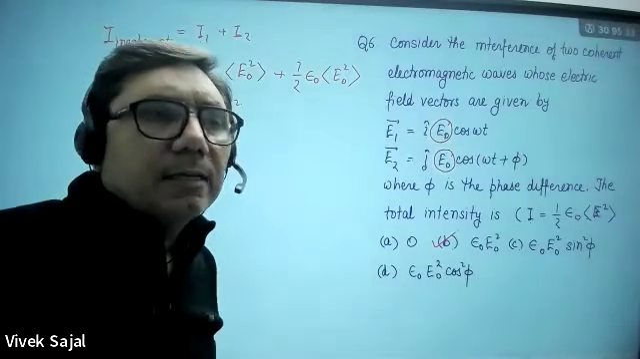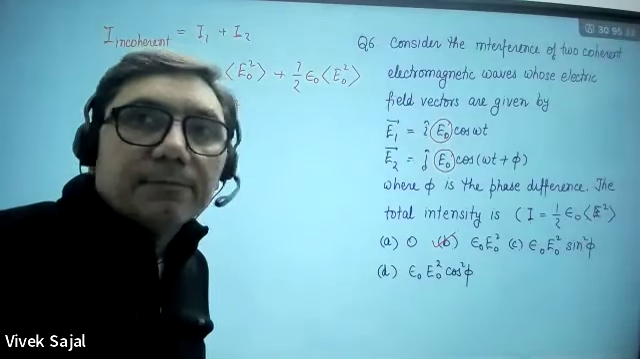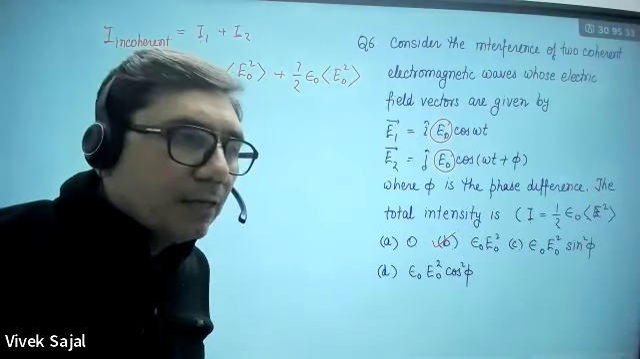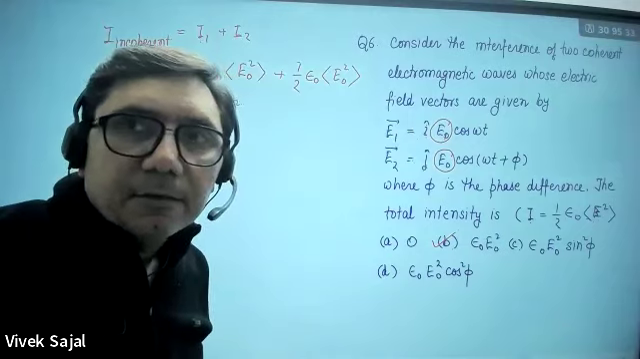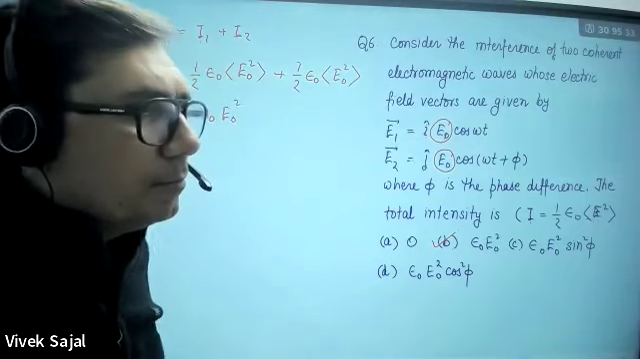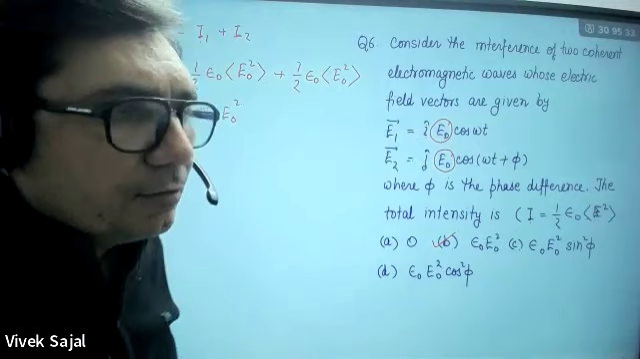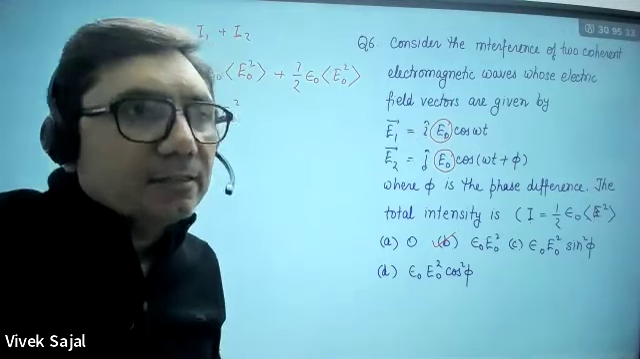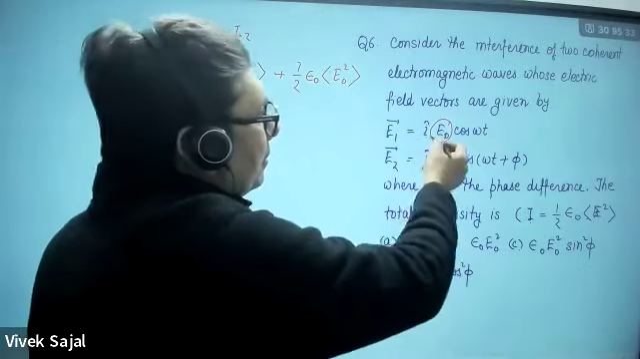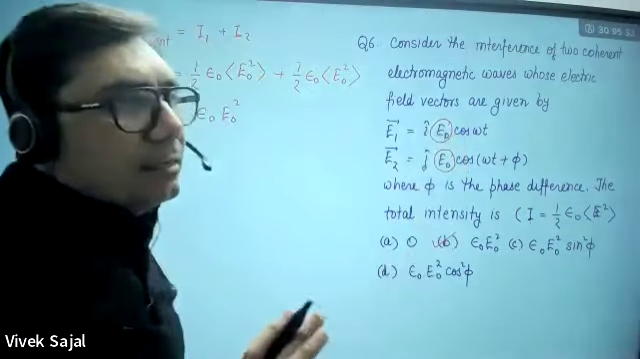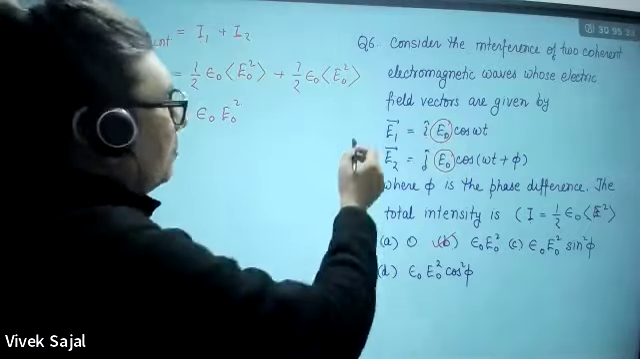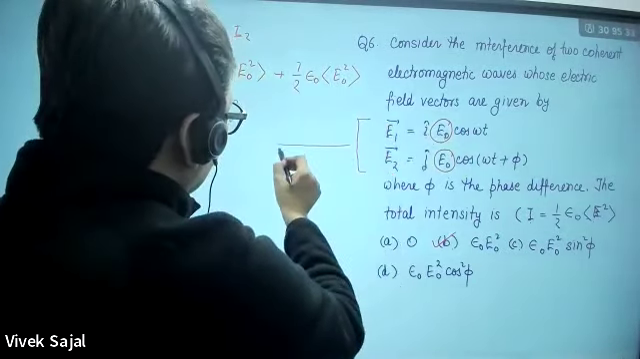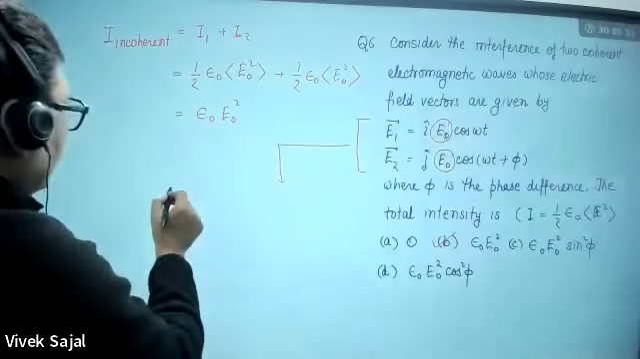Yes, beta, please go ahead. Sir, for the maxima, the direction should be the same. I am unable to understand your question. For the maxima, the direction should be the same. Okay, for the interference, this is the polarization, beta. The state of polarization should be the same to get an interference pattern. Okay sir.